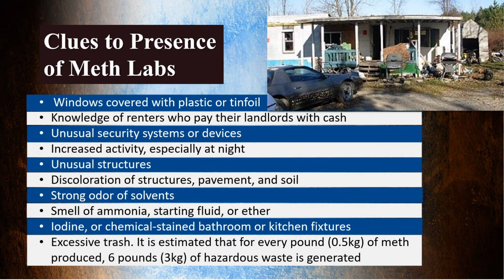Other clues to the presence of meth labs and structures include, but are not limited to, windows covered with plastic or tinfoil, knowledge of renters who pay cash, unusual security systems or devices to include booby traps, increased activity, especially at night, unusual structures, discoloration of structures, a strong odor of solvents, the smell of ammonia, starting fluid, or ether, iodine-stained bathroom or kitchen fixtures, and excessive trash. It is estimated that for every pound of meth produced, 6 pounds of hazardous waste is generated.